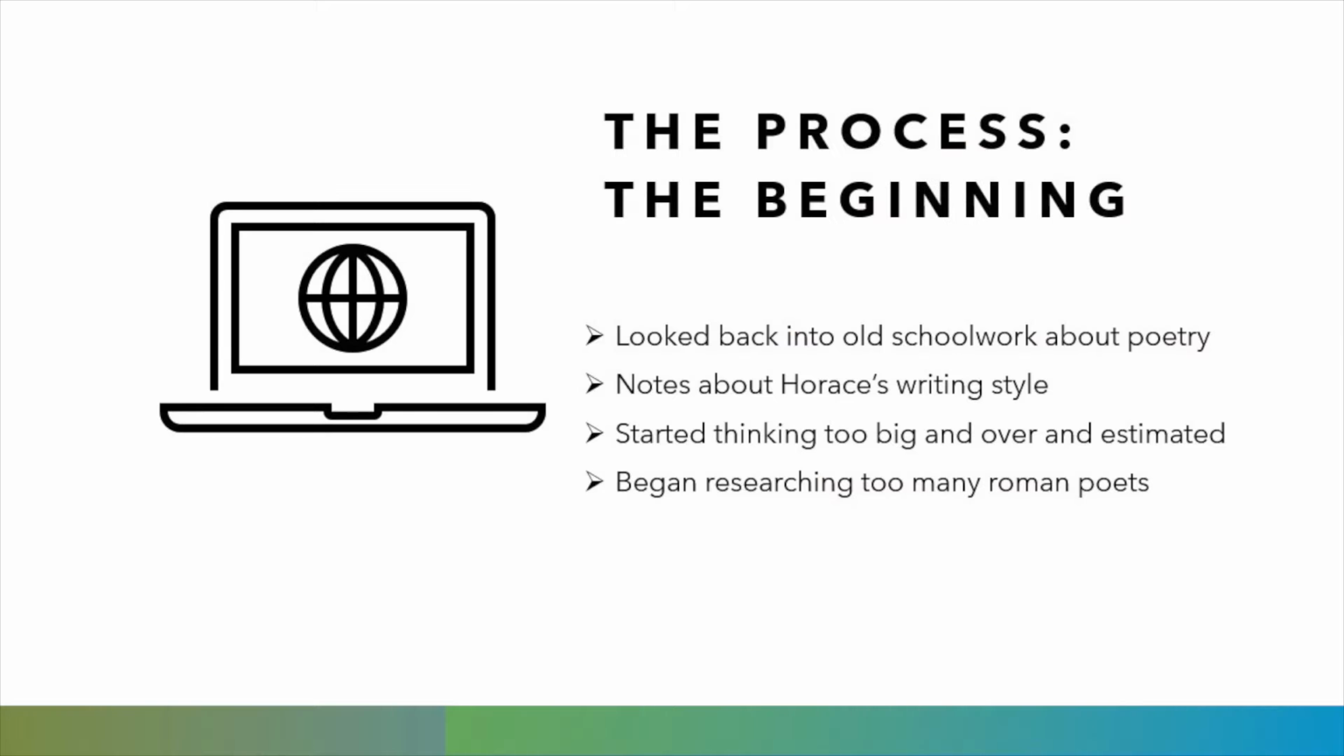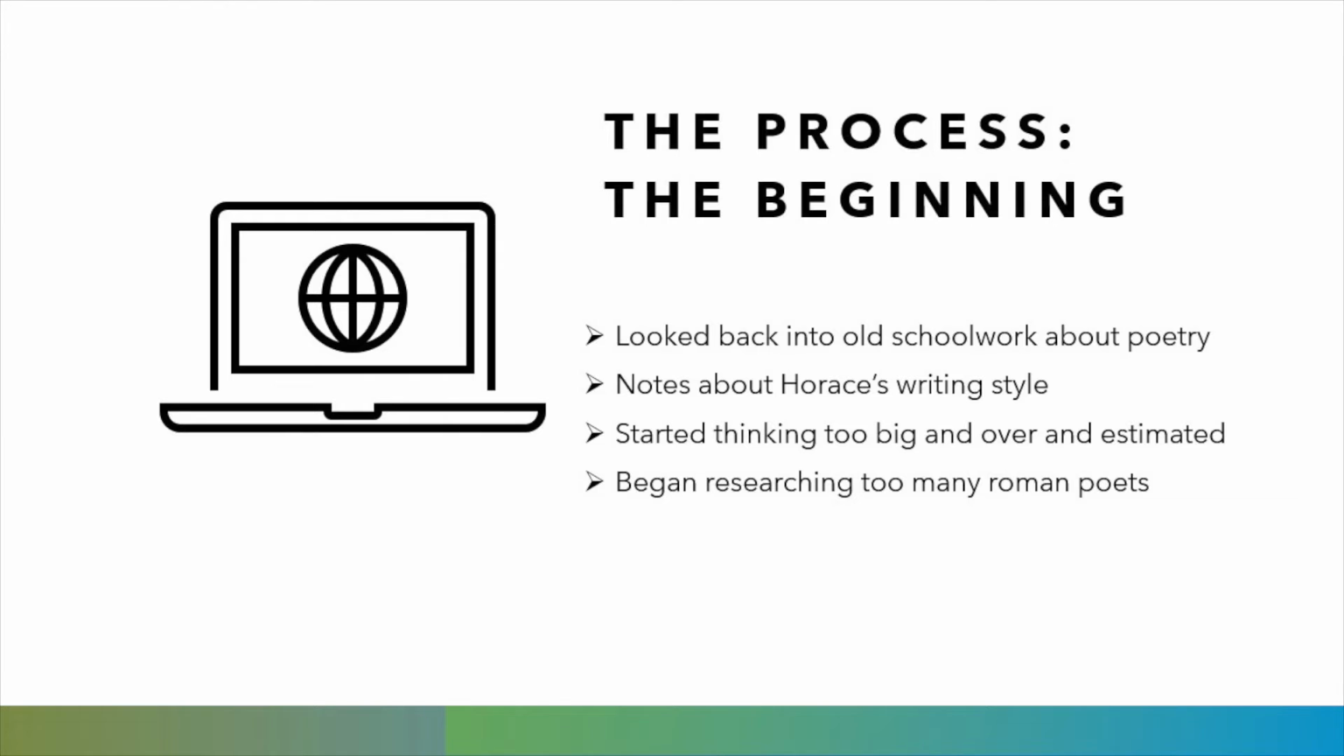At the beginning of the process, I looked back at old school work from OneNote, and I started to look at poets' work and the work that we did before, and really saw what I wanted to integrate into my own style. One poet that really stood out to me was Horace, but originally I was too ambitious, and I started trying to research all these different ancient Roman poets, but it eventually got too overwhelming because it was hard to integrate all their styles since all of them were so unique.